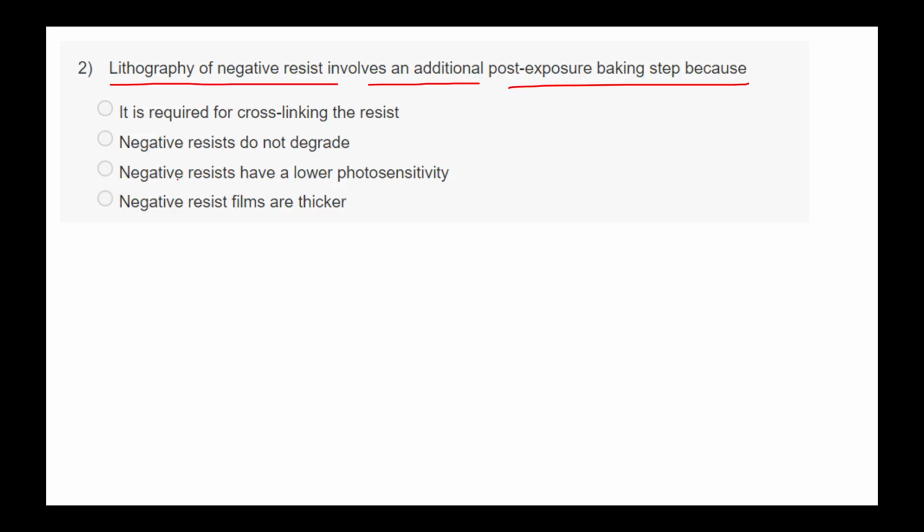Negative resist do not degrade. Negative resist have a lower sensitivity. Negative resist films are thicker.